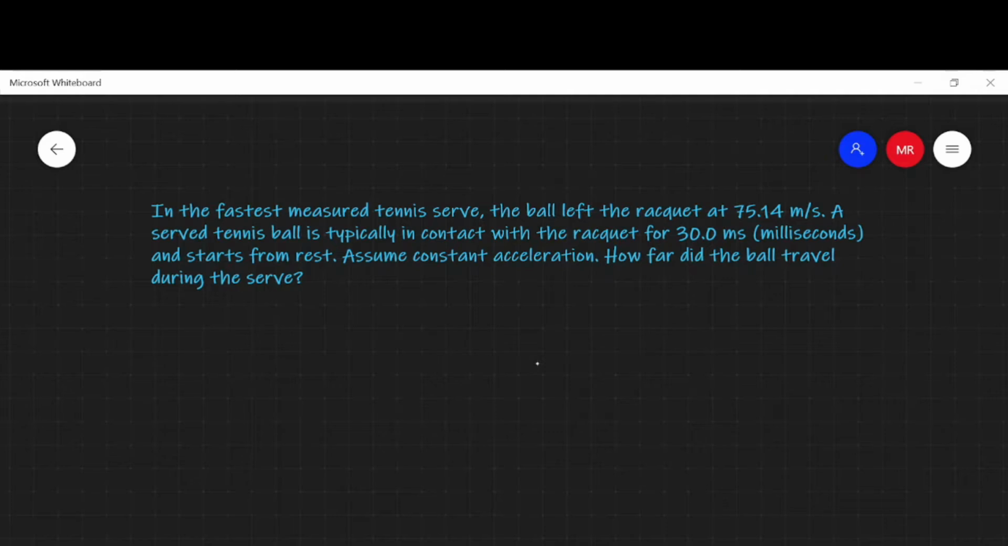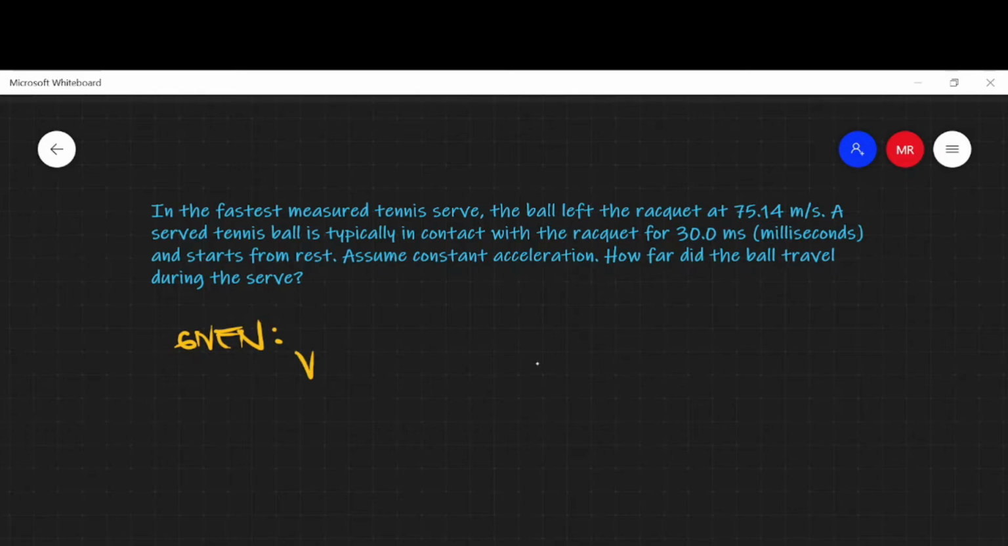So let us first have the given from the problem. We have 75.14 meters per second. The 75.14 meters per second will actually be the final velocity of the tennis serve, because we will just be analyzing the ball in contact with the racket. So the ball is only in contact with the racket for a time of 30.0 milliseconds, and assuming that when the ball is in contact, it started from rest.